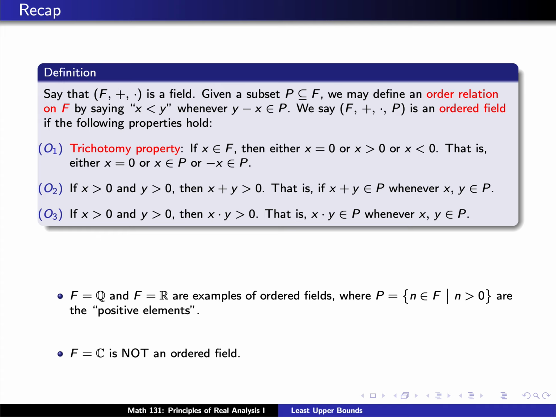As a remark, both the rational numbers and the real numbers are examples of ordered fields where our set P just consists of those positive elements, that is, those elements that are greater than 0. On the other hand, the complex numbers do not form an ordered field. We'll come back and discuss this example later.